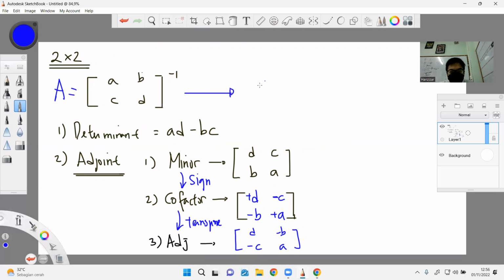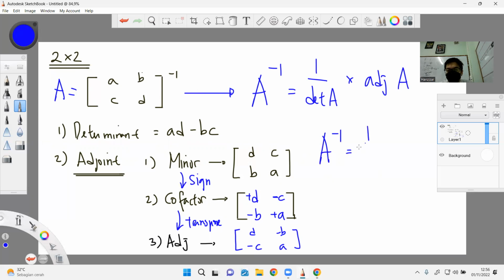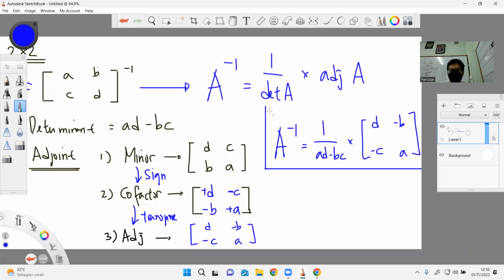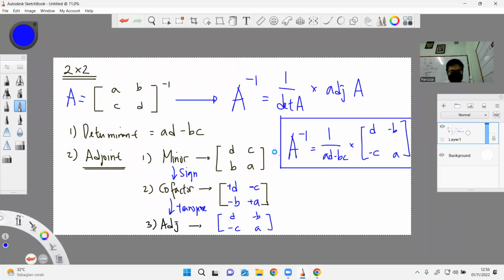So to find the inverse of matrix A, it has to be 1 over the determinant of A, multiplied by the adjoint of A. So the formula will be like this. 1 over the determinant, which is given AD subtract BC, multiplied by the adjoint, which is this. But if you want to just memorize the formula, it's okay. This is the inverse of matrix A, which is 2 by 2. I'll send this to you later again.